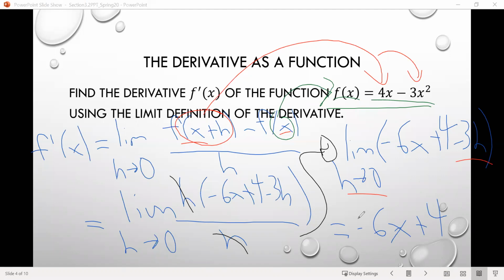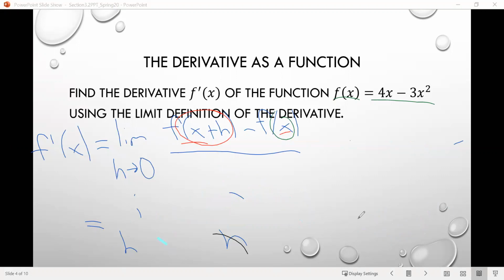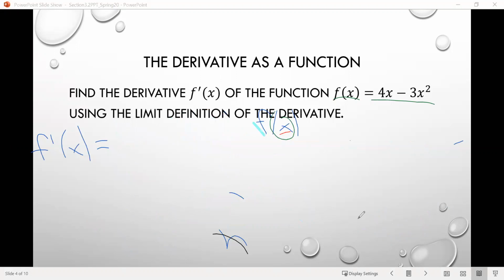Okay. So when we go to write the answer for this, what this will look like is that f prime of x, remember that represents our derivative, is equal to negative 6x plus 4. Okay? And then we can use that now to find the slope of the tangent line or find the value of the derivative at any particular point.